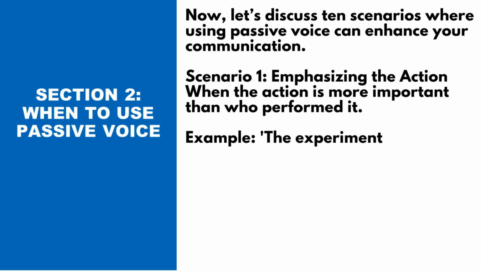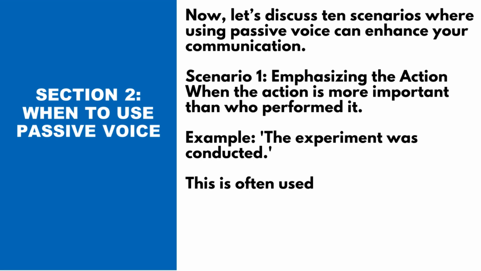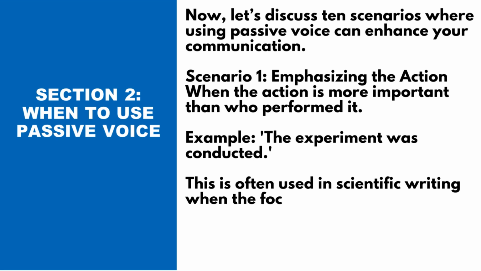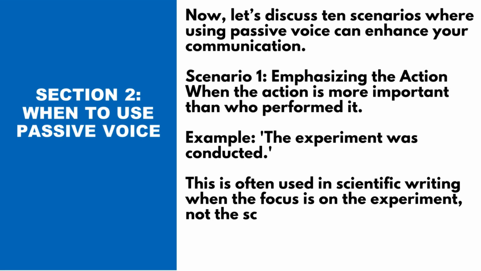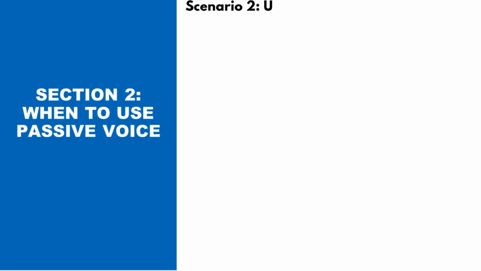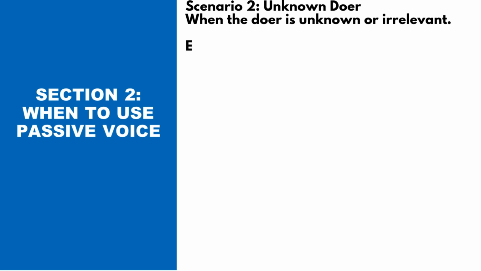For example, the experiment was conducted. This is often used in scientific writing when the focus is on the experiment, not on the scientist. Scenario 2. Unknown doer. When the doer is unknown or irrelevant, then of course passive voice becomes quite useful.